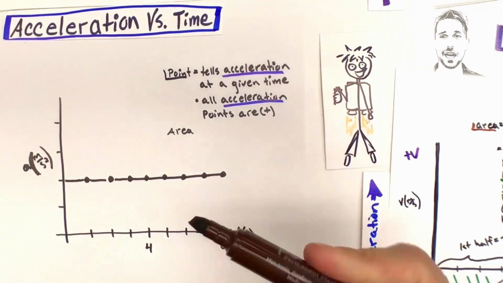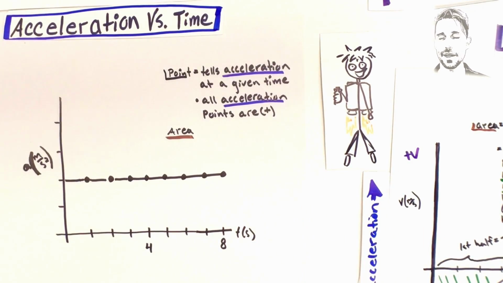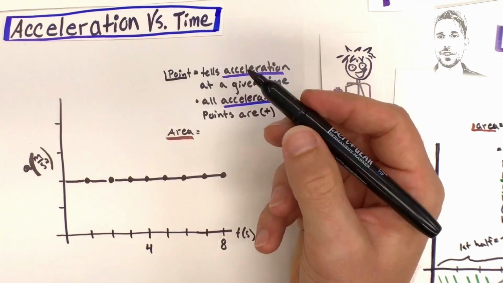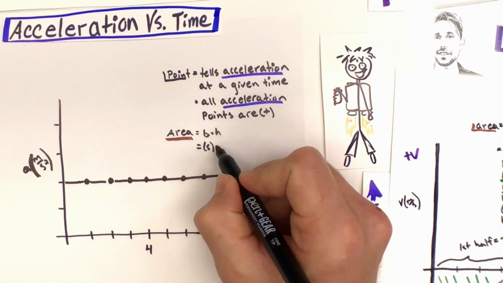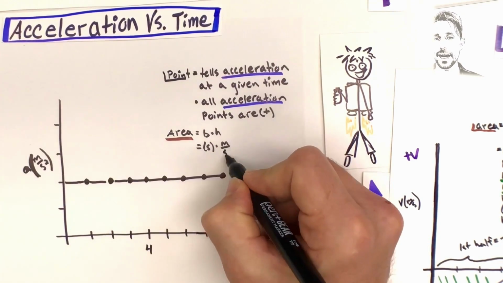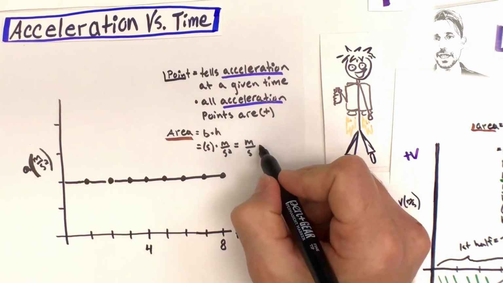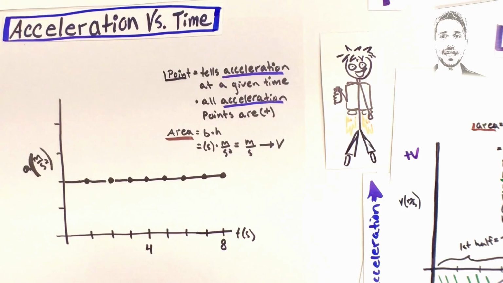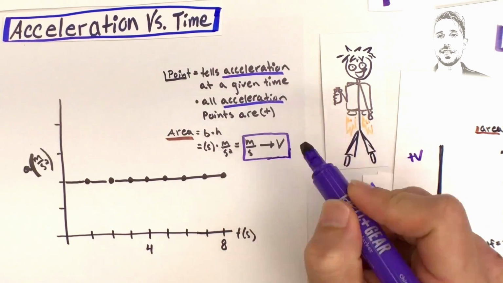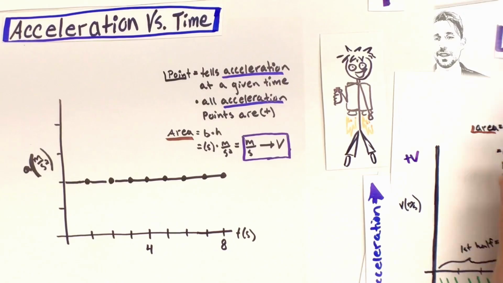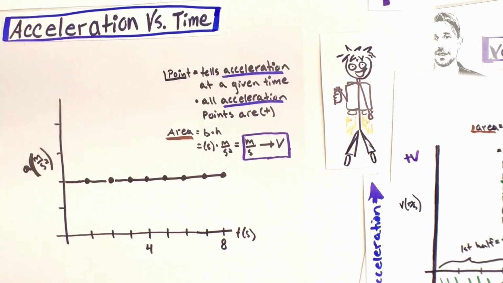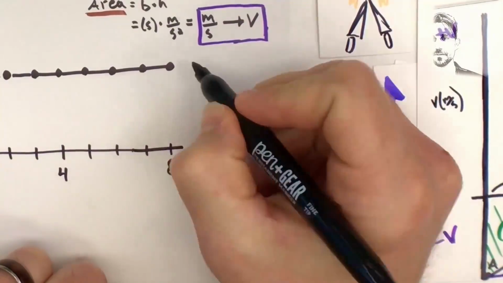And the area under the curve now, when we plug in our units, we have base times height. Base units are seconds, height units are meters per second squared. One of the seconds cancels, so we get meters per second, which is velocity. So that's going to tell us the change in velocity. So here we'll know the change in velocity over this time period.